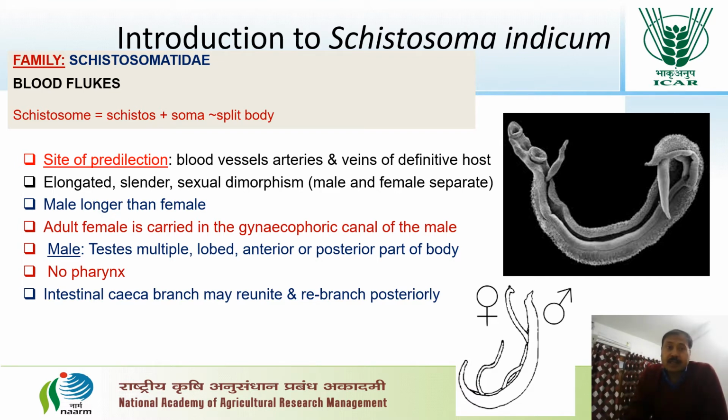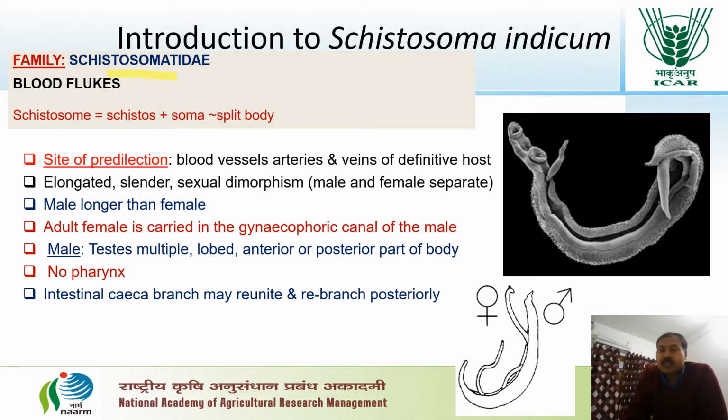Now, the schistosomes come under the family Schistosomatidae, and they are also called the blood flukes. Blood flukes, why? Because these trematodes, also known as flukes in common language or in layman's terms, are found in the blood vessels of the tissues. For example, in case of Schistosoma indicum, the adult stages of the parasite will be found in the mesenteric veins as well as in the hepatic veins.